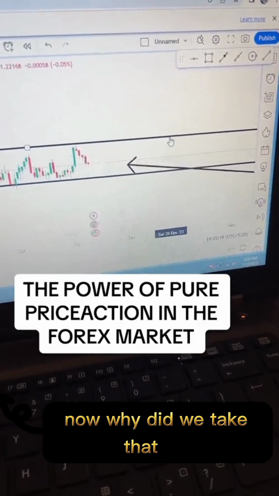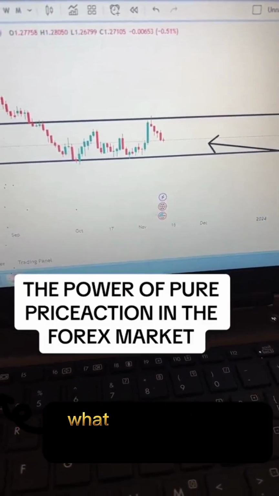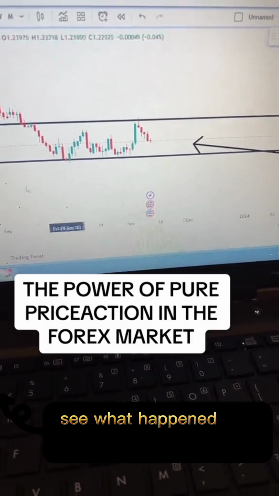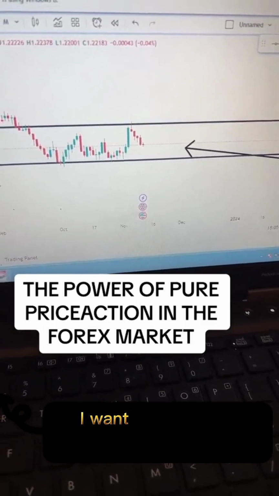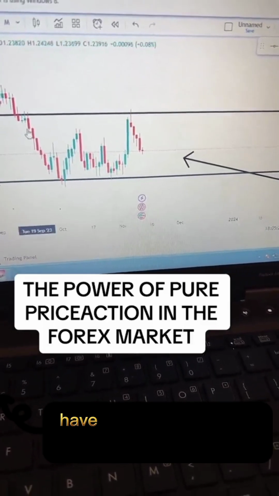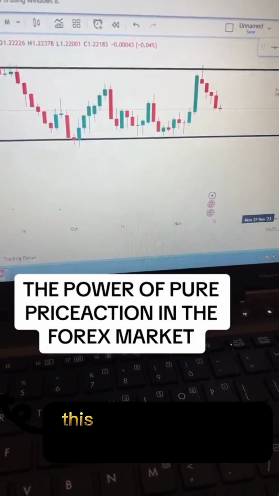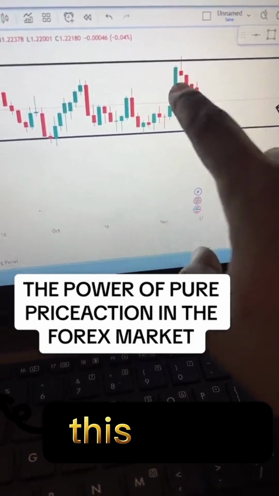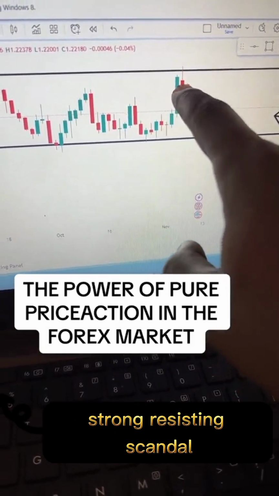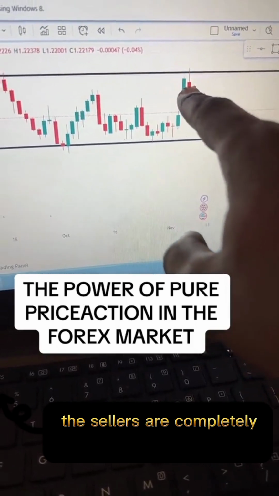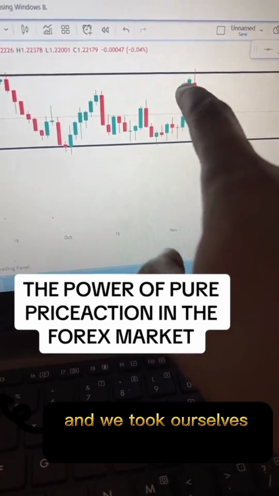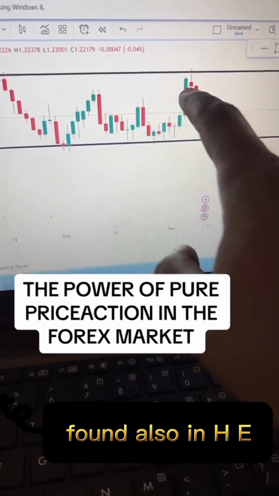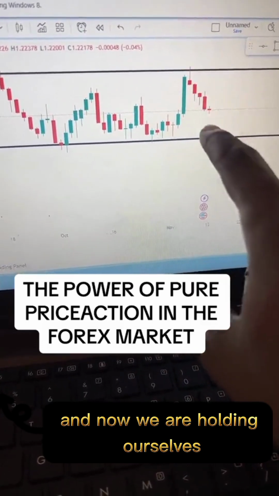Now let me tell you what GBPUSD is gonna be doing. Now why did we take that sell? I want you to look closely at what happened here. See what happened here, guys. Look at this candle. Have you seen this type of candle here? This type of resistance candle here? This is a very strong resistance candle, trying to show that the sellers are completely dominant in the market. And we took our sells after this. We confirmed also in the H4 time frame, and now we are holding our sells, and the week is ending.